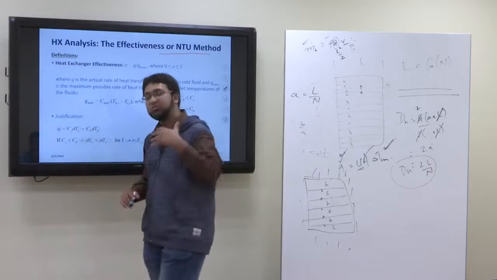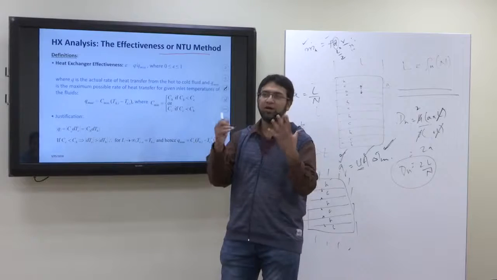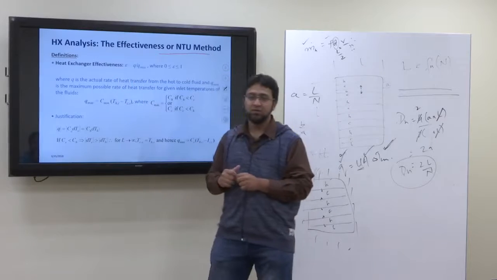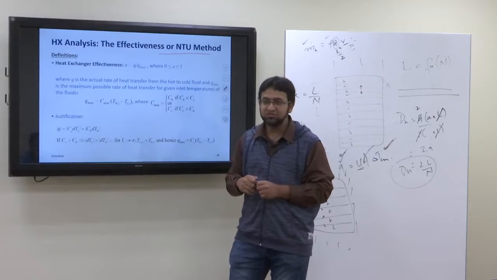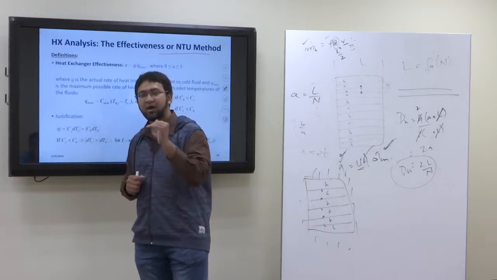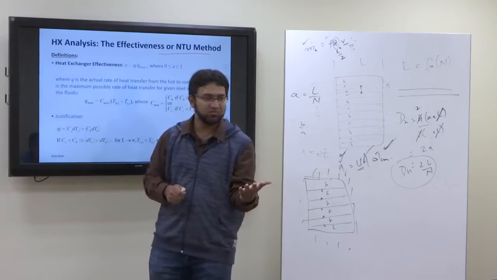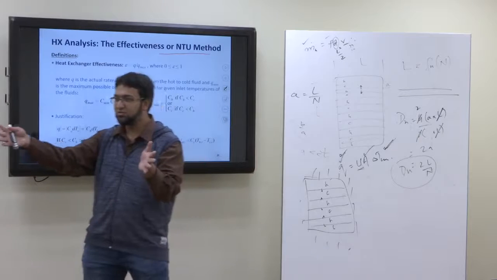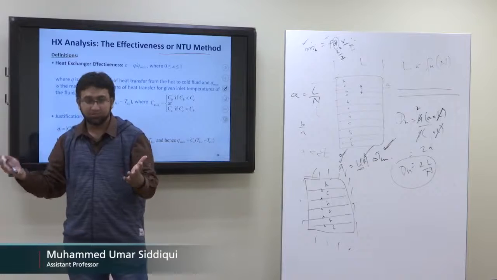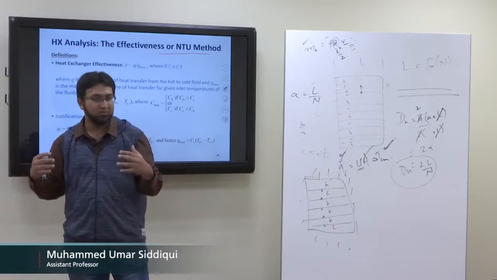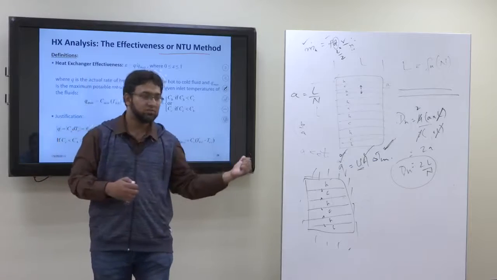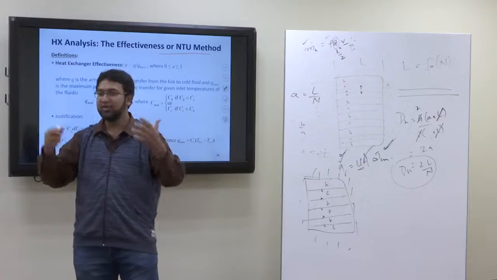Rather, we use another thing to define how good a heat exchanger is performing, and that is the heat exchanger effectiveness. What is heat exchanger effectiveness? It's the ratio of how much heat transfer is going through divided by the maximum possible heat transfer. So I have a heat exchanger allowing a heat transfer of 10 kilowatts. Suppose its maximum possible heat transfer capacity is 20 kilowatts, so its effectiveness is 50%. It is running at 50% capacity.